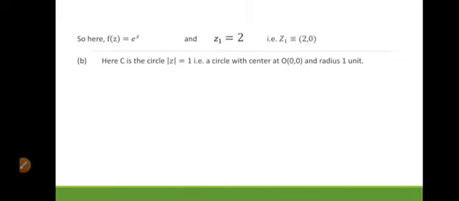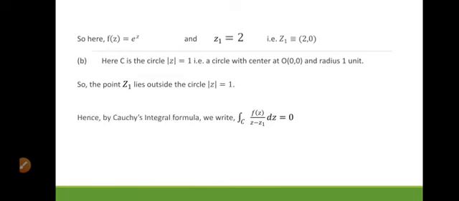Second case, second curve from this example, that is the circle mod z equal to 1, circle with center at origin and radius 1 unit. With reference to this curve C, the point z1 equal to 2 obviously lies outside the curve, and hence by Cauchy's integral formula, its integration value is 0. So here in these two examples we have discussed the case where only one point was there, that is the denominator is having only single linear factor.